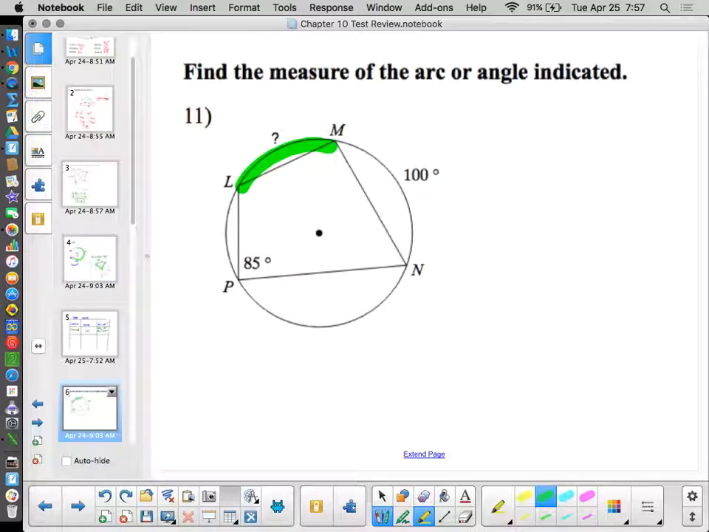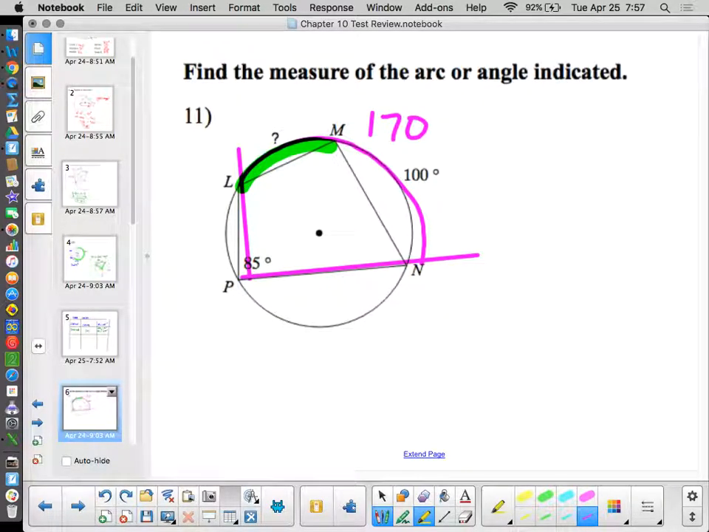We have to take a look and see, what do we have? I have this angle, which is 85 degrees, which means the arc that it intercepts is this whole arc, which has to be twice as much. 2 times 85 is 170. But I've used up 100 degrees of arc here, so how much arc is left for the M to L? 70.